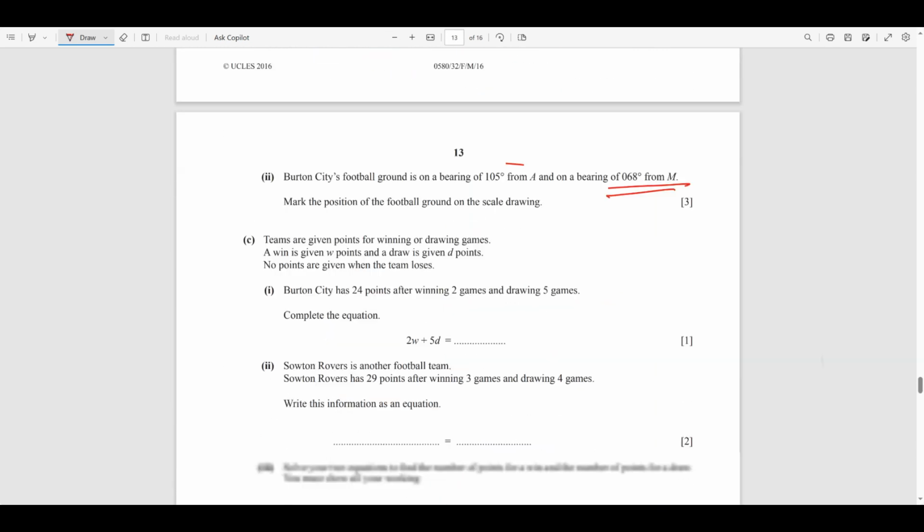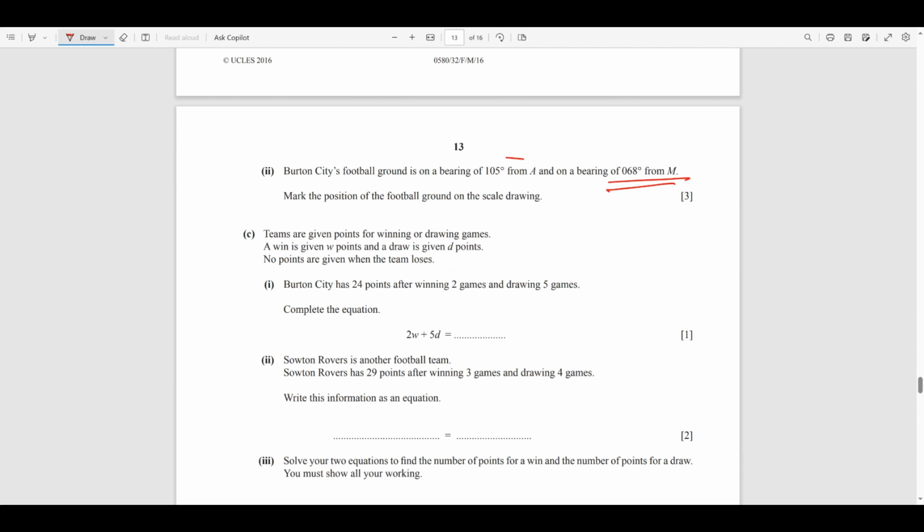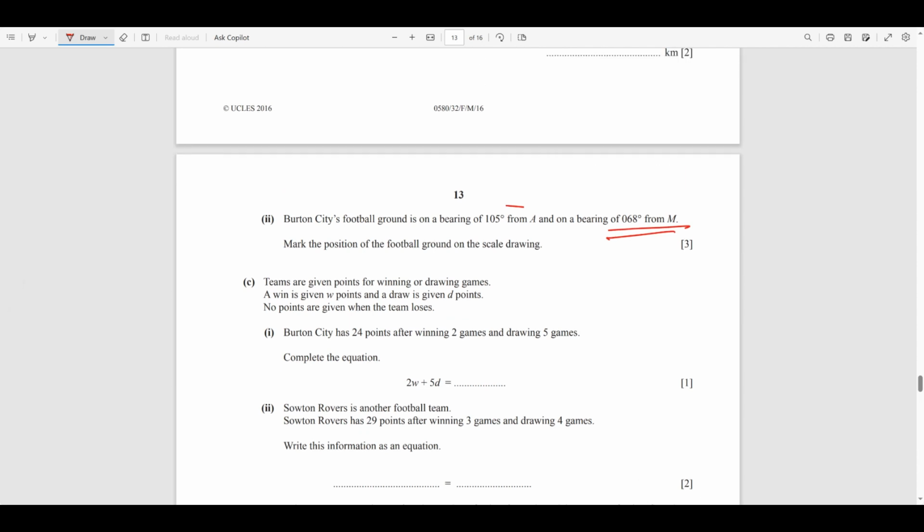Right. See, teams are given points for winning or drawing games. A win is given W points and a draw is given D points. No points are given when the team loses. All right. Burton City has 24 points after winning 2 games and drawing 5 games.